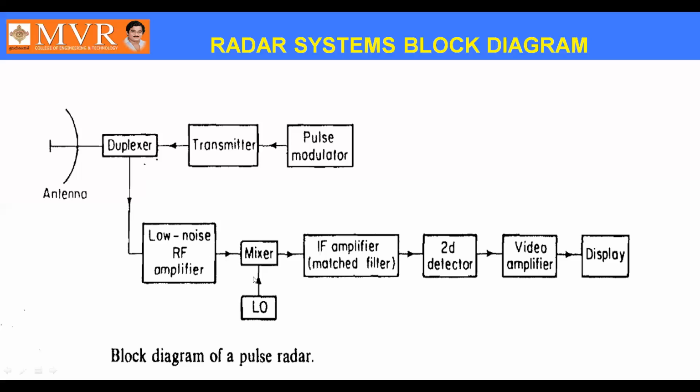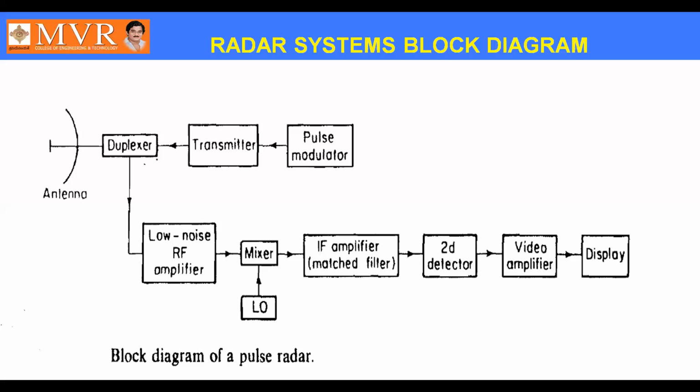Now the three possible outputs from the mixer are: the first is the addition, f0 plus f1; the second is f0 minus f1; and the third is only f0. The sum signal f0 plus f1 and the difference signal f0 minus f1 are both the sidebands of that particular frequency. And after that, the signal will go to the IF amplifier.